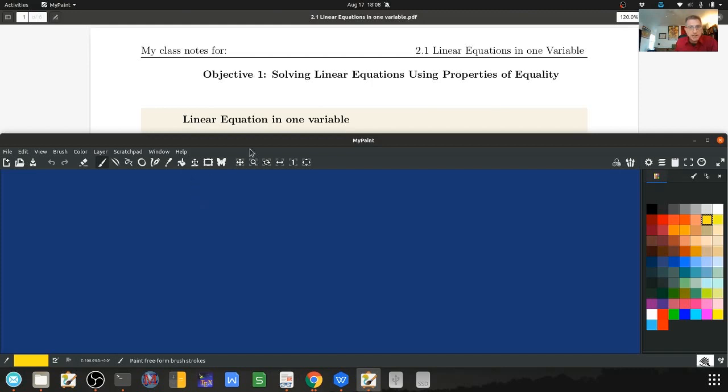But in our case, a linear equation in one variable is going to have the form ax plus b is equal to c, where a, b, and c are real numbers. And in particular, the most important part is that a is not equal to 0. If a is equal to 0, then the first term, 0 times x, is 0, and the variable term vanishes, so we can't have that.